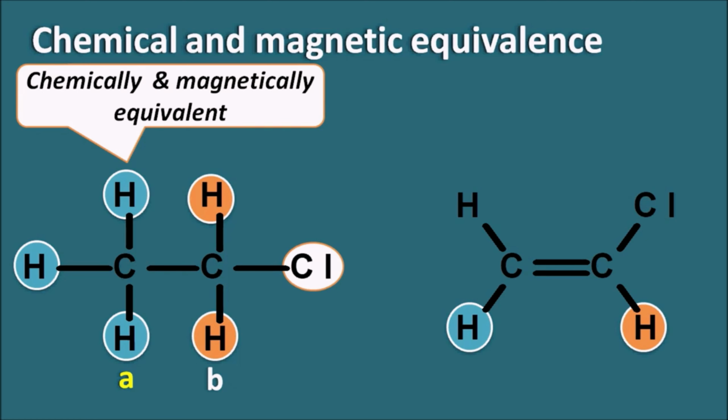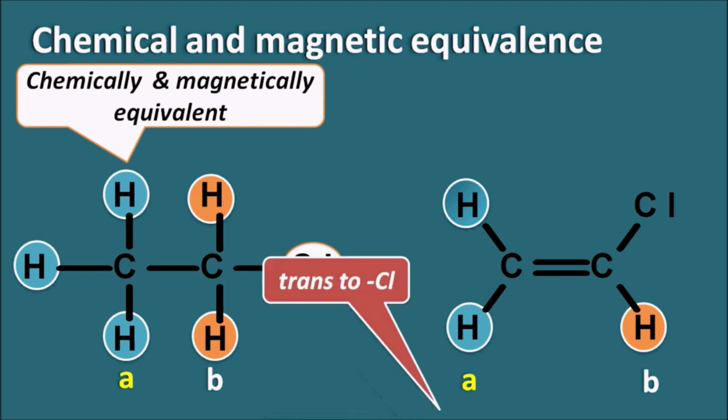which are having the different linkage, so they are chemically not equivalent. So the first type of proton can be indicated by letter A and the second type of proton can be indicated by letter B. Then what about the third type of proton here? This third type of proton is chemically equivalent. It is again attached to the CH, just like the A, but it is not magnetically equivalent.